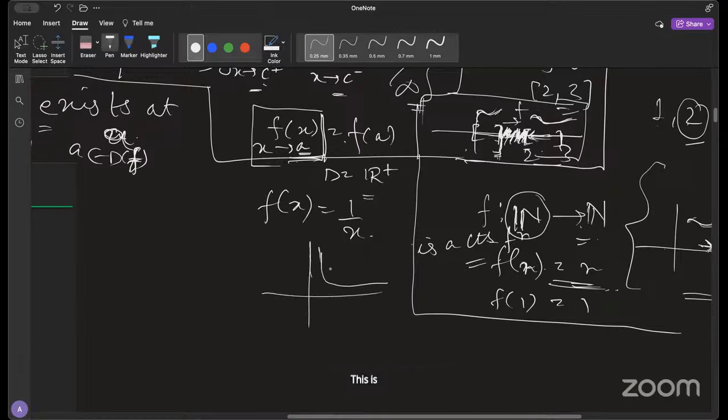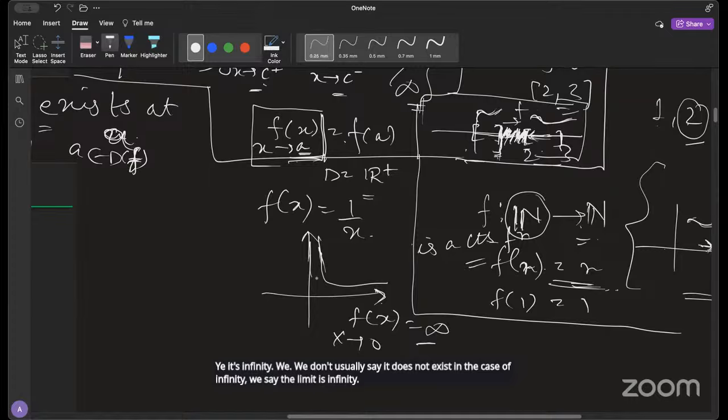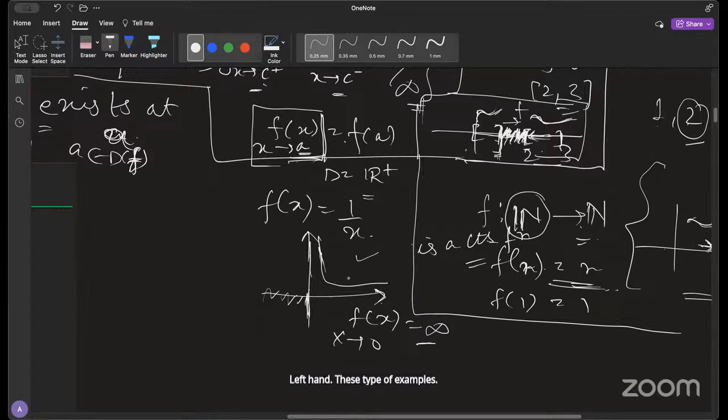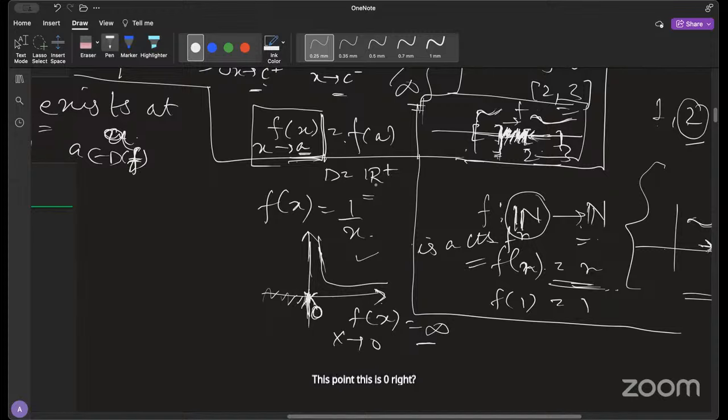It does not exist. Infinity. Infinity. It's infinity. LHL and RHL. We don't usually say it does not exist in the case of infinity. We say the limit is infinity. And it does exist because this is not a part of the domain, so you don't have to worry about the left hand. These type of examples are not to be given to you in the exam. This is just for you to understand. At this point, this is 0, right? Now your 0 is not in the domain, but you can still find the limit of f at 0. Is that all right? Yes, ma'am.